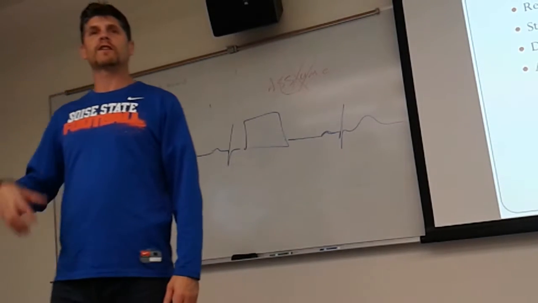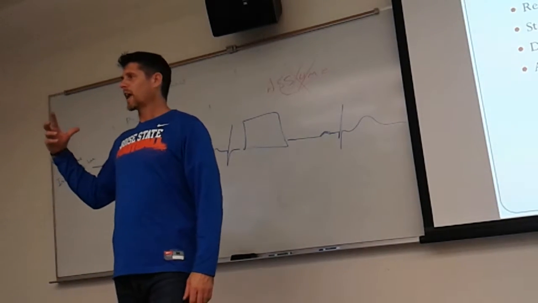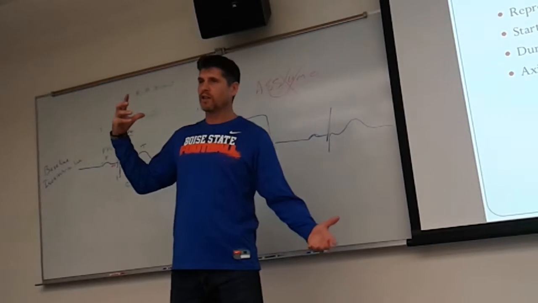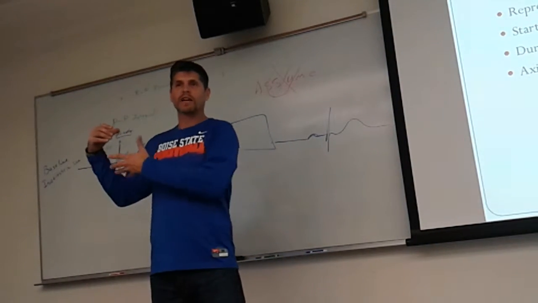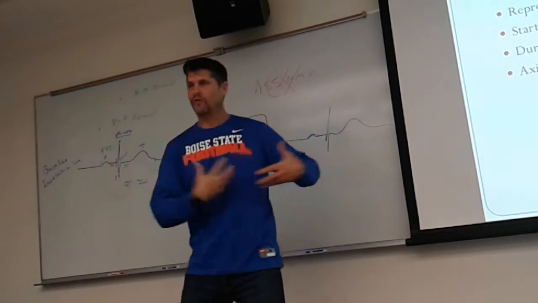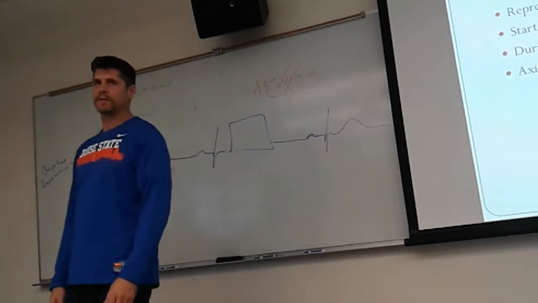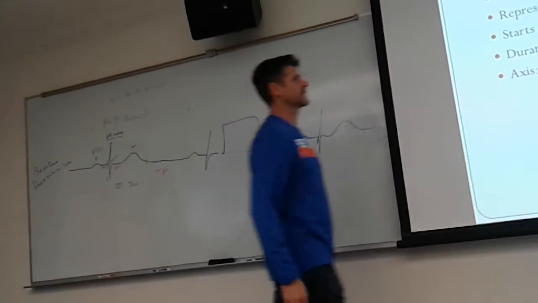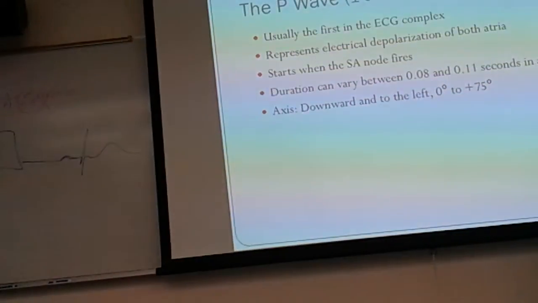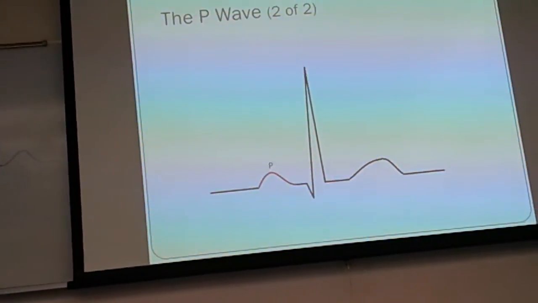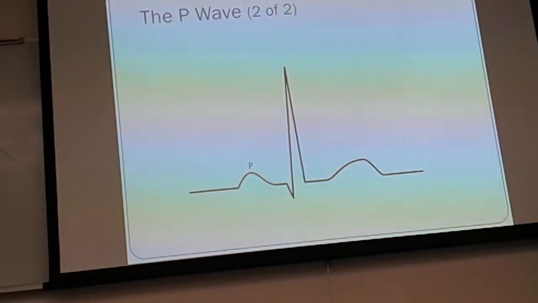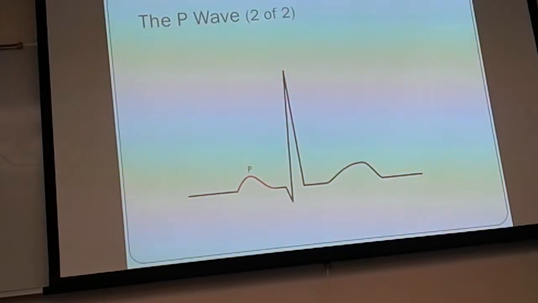With the SA node being in the top right of the atria, and all of the other cells, for all intents and purposes, being below it and towards the left, that's the general flow of electrical activity. Make sense? Excellent. Okay, and so we have that P wave. Yay for the P wave. Good.